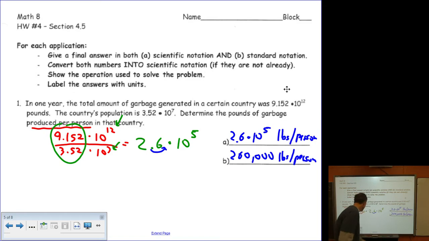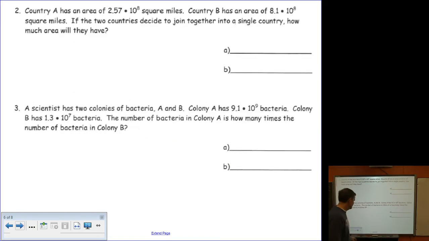All right, number 2. Number 2 says, country A has an area of 2 square miles. Country B has an area of 6 square miles. If the 2 countries decide to join together into a single country, how much area will they have? Well, I guess we didn't need the 6 and the 2. Clearly this is an addition problem, so I am going to add 2.57 times 10 to the 8th and 8.1 times 10 to the 8th.